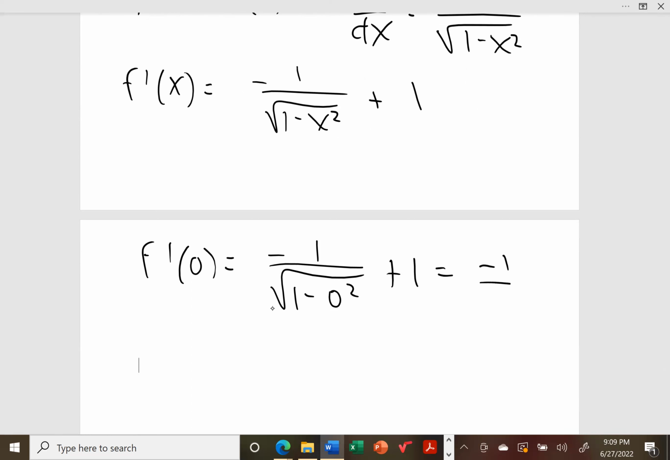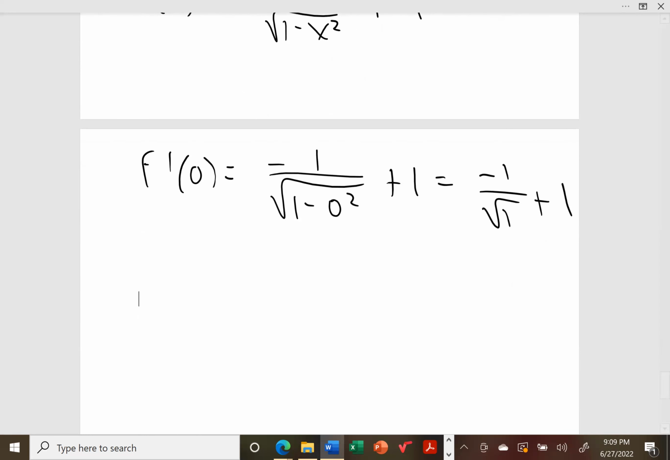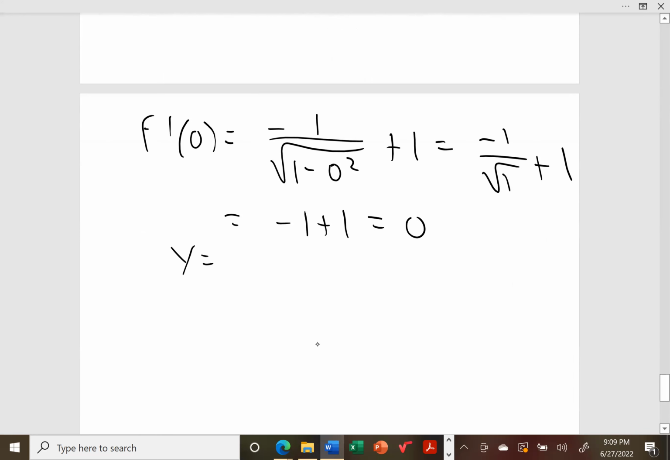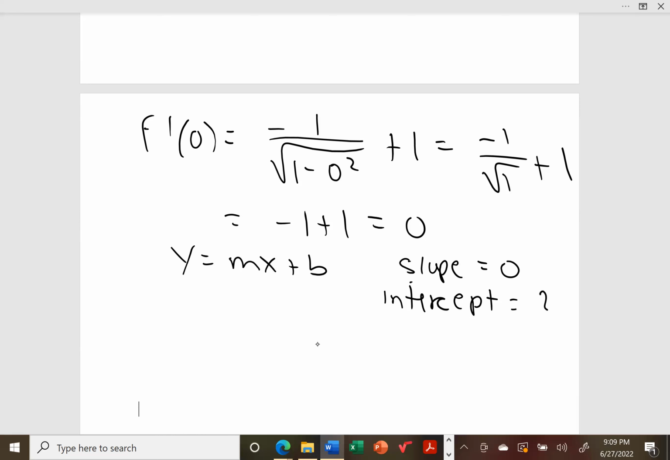And so we end up with 0. Okay. Now, as far as the entire equation is concerned, the equation of a straight line means that we need a slope, and in order to find the intercept, we need a single point. Okay, so now here's where it gets interesting.